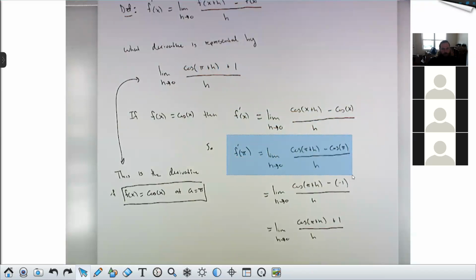We say, okay, if I swap in pi for x, then f primed of pi would be cos of pi plus h minus cos of pi all over h. Now the cos of pi, we know that that's -1. So this is minus -1. And we say, oh, look at that. That really does turn into the limit they gave me. This is the same as this. So the limit they gave me must be the derivative of cos x with pi plugged in. Cool.